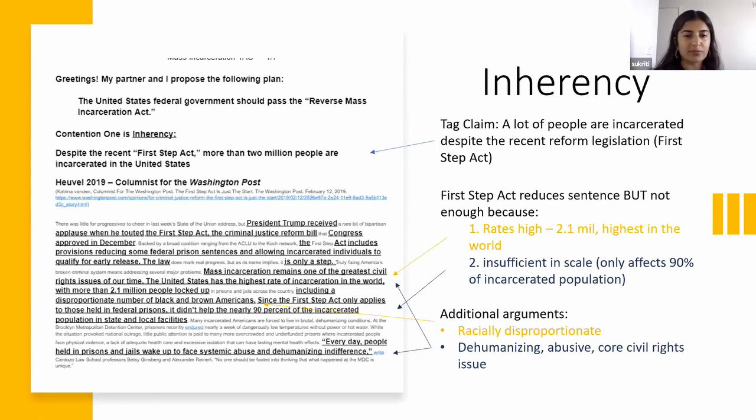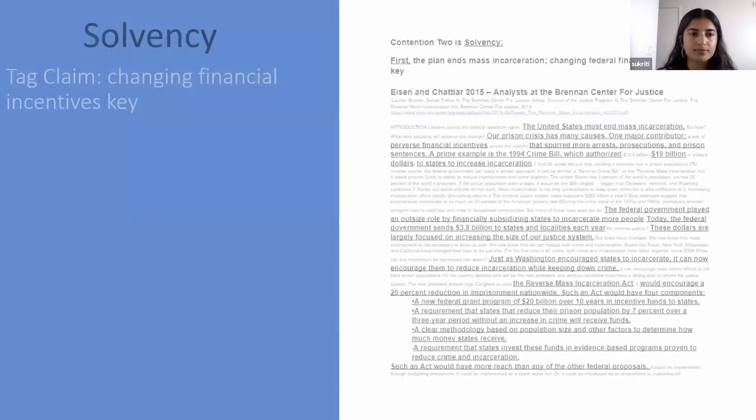A couple examples here are that it says the incarceration that happens is racially disproportionate. So that's an argument that you can definitely use later in the debate, especially with the racism advantage. And that it is dehumanizing, abusive, and a core civil rights issue, which you can use to emphasize the importance of the plan later.